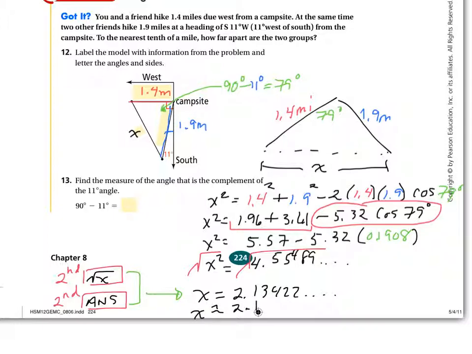2.1. And is that in chicken feet? Yes? Lollipops? Chicken heads. Miles. Chicken heads. All right, so therefore, the two groups are about 2.1 miles apart.